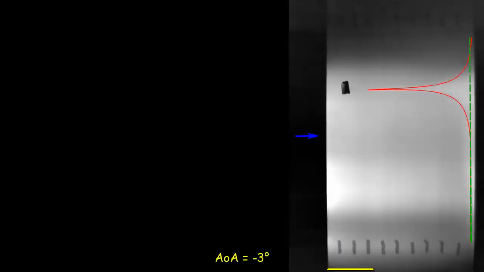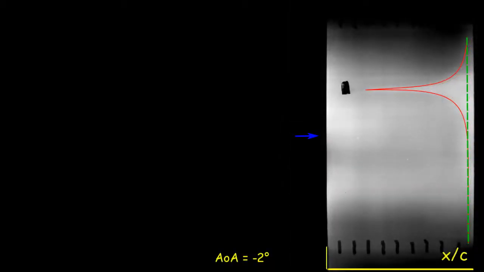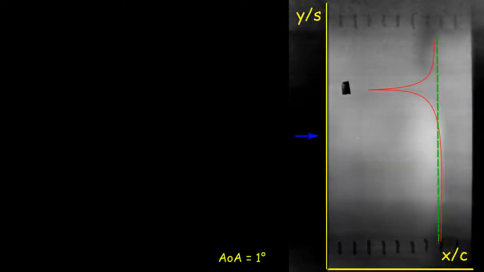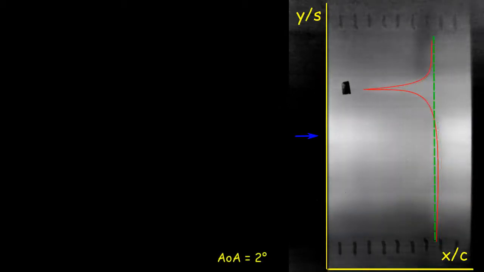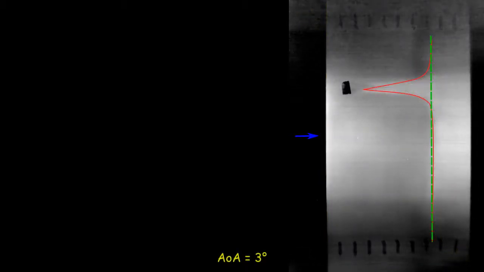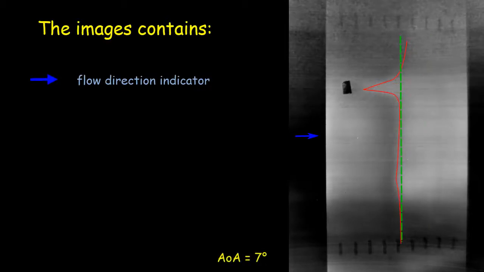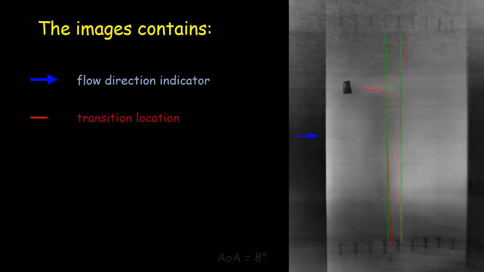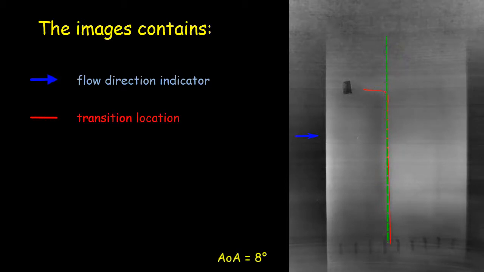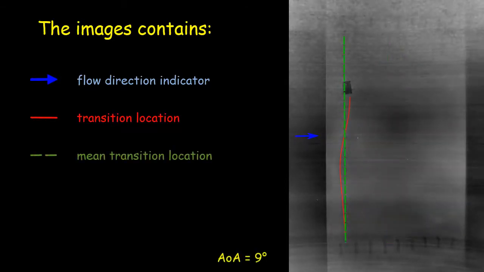Since we now have our coordinates defined, we can come back to our infrared image analysis. What you see to the right is a series of rotated infrared images. In aerodynamics, the flow is preferred to go from left to right, so I adapted this for our analysis. Each image has been recorded at a specific angle of attack as described earlier. For the analysis, the image contains a blue arrow, which indicates the flow direction, a red line, which indicates the transition location, and a green dotted line, which represents an estimation of the mean transition location.